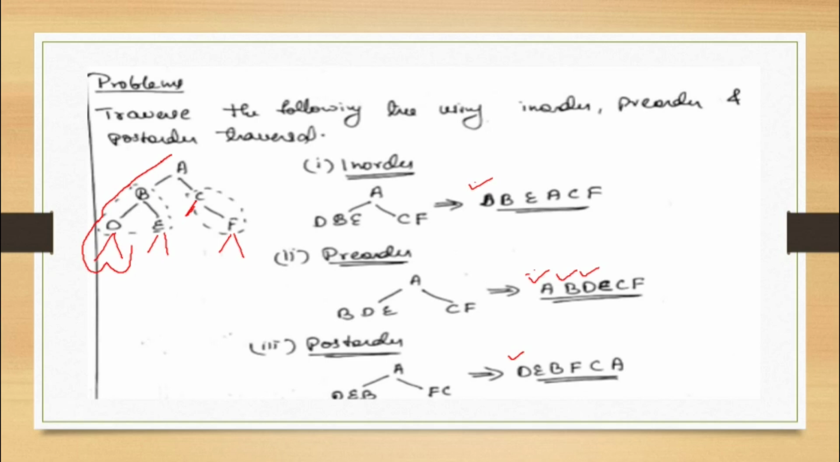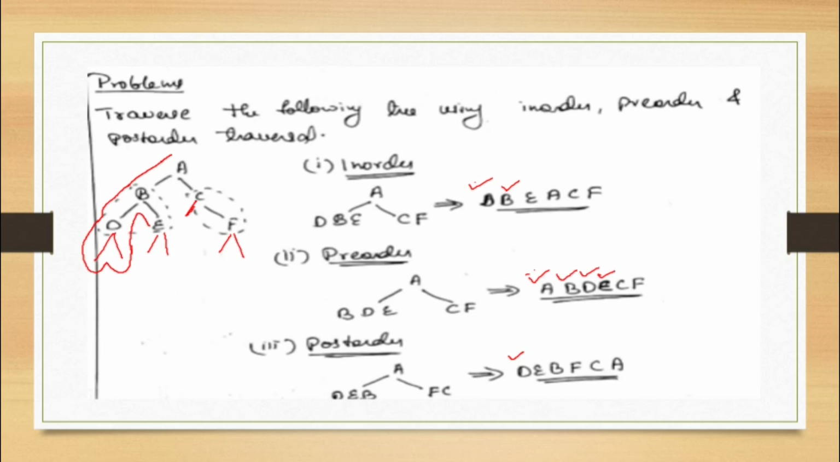Then I come back, and I reach B for the second time. So when I reach B for the second time, I have to mark it in the in order. Then I come back here and I visit E for the first time. So when I visit E for the first time, I need to mark it in pre-order.